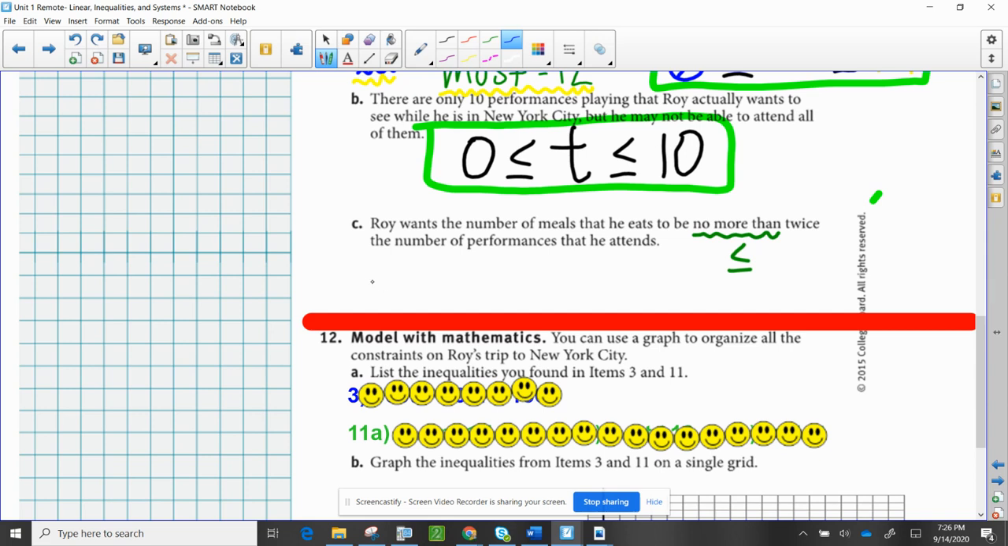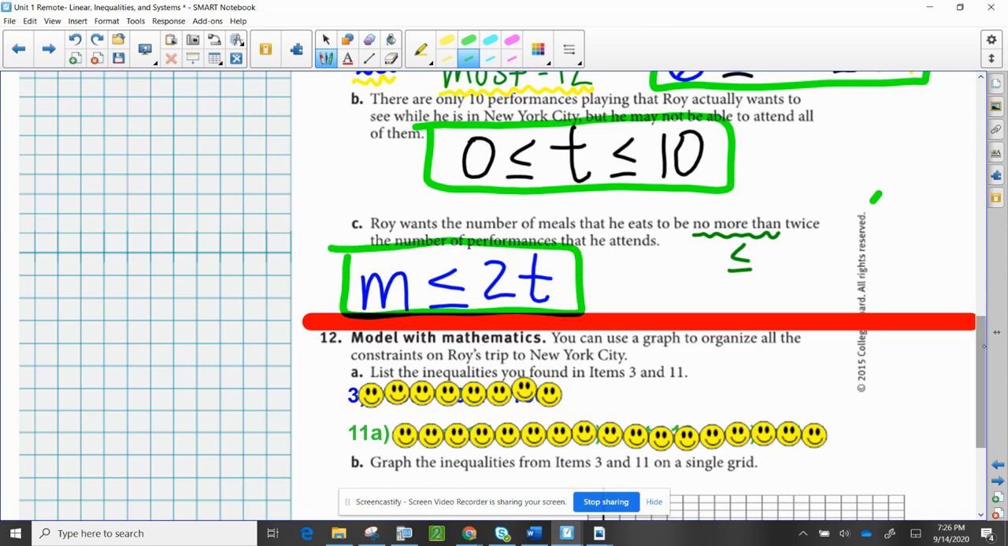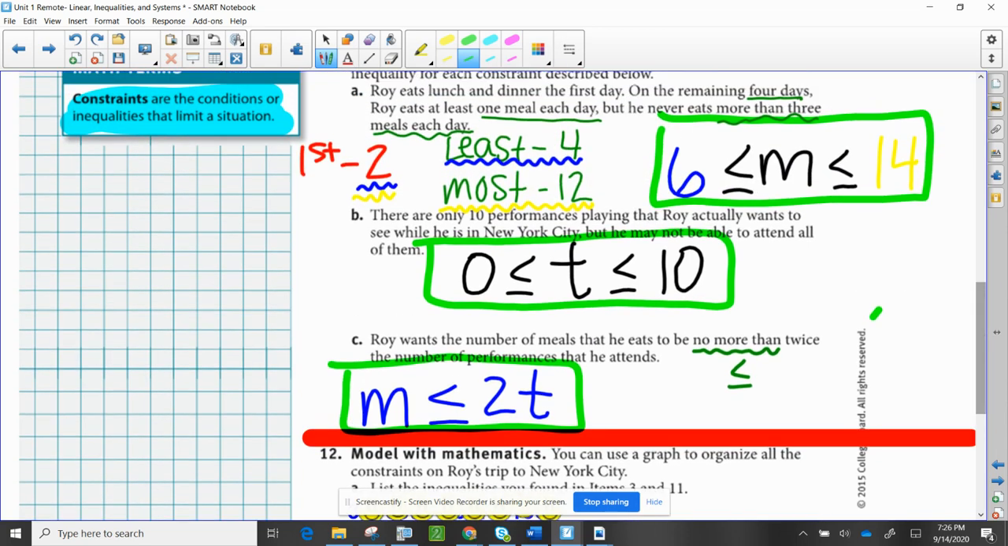So he says he wants the number of meals, so I'm going to go M, to be no more than twice the number of performances he attends. So twice the performances, we were using T for that one, right? So that would be 2T. So that is our third constraint here that Roy has. So we have a condition based on the number of meals he eats. We have one more condition about the tickets. And then finally, the one about how he wants to balance his meals and his tickets.